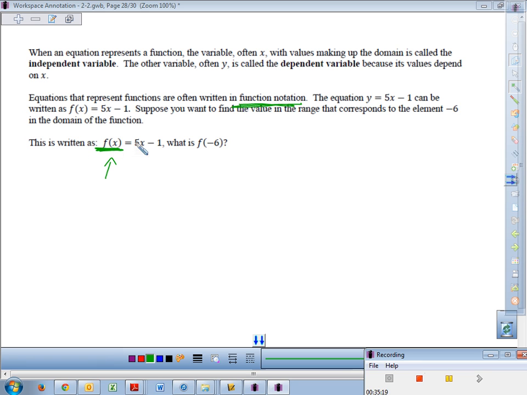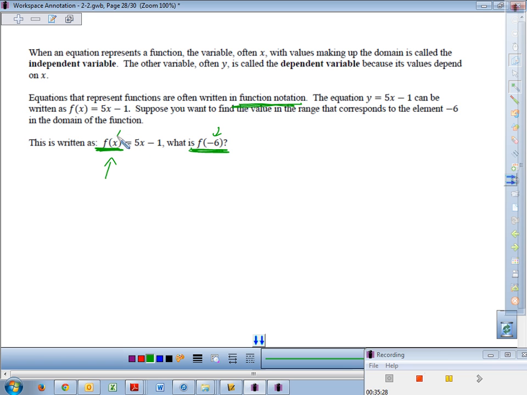They're saying we've got f of x equals 5x minus 1. Some function of x is going to be 5x minus 1. They're asking us this. This is the hard part. How do you read that? They're saying, what is f of negative 6 is what that says. What is the function evaluated at negative 6?